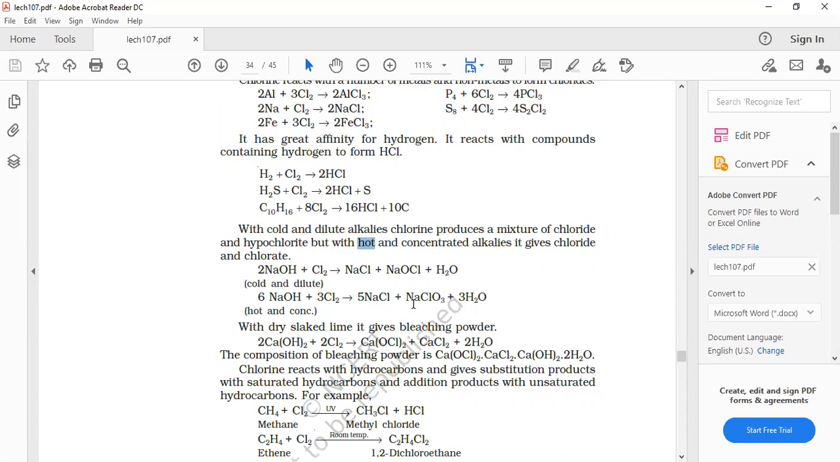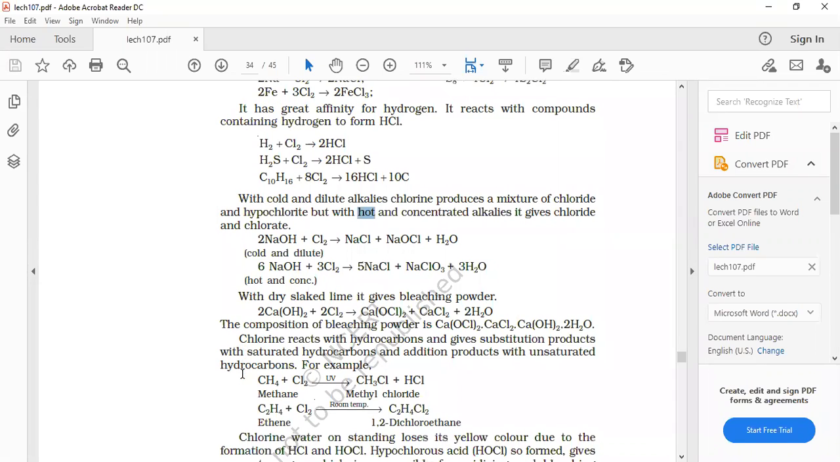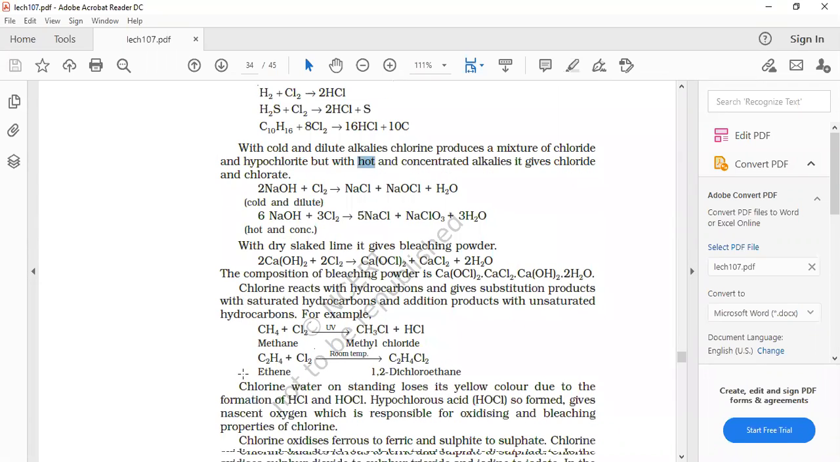The formula of bleaching powder is CaOCl2.CaCl2.Ca(OH)2.2H2O. That is already completed. Now chlorine reacts with hydrocarbons: methane, ethane, ethene, propane, butane, pentane. Whenever it reacts with methane or any hydrocarbon, it forms alkyl halide.